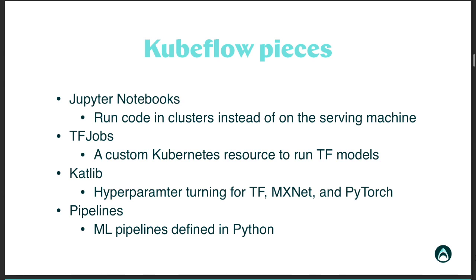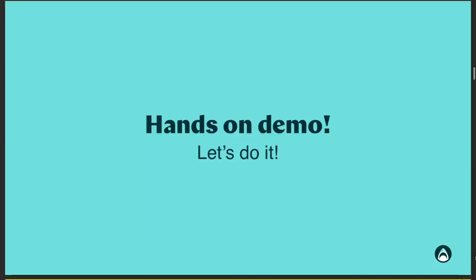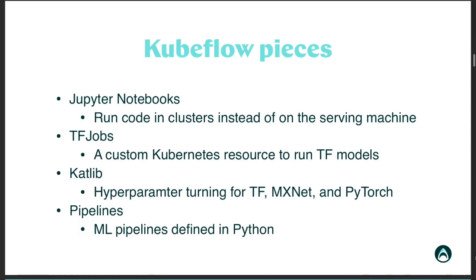TF Jobs is a custom Kubernetes resource for running TensorFlow models. Katib is a hyperparameter optimizer, basically for TensorFlow, MXNet, and PyTorch. And pipelines, well, it's pipelining. You're going to see that soon in practice also. I'll show it a little bit at least. One important thing about pipelines still, it's basically defined in Python as it says here, but you can of course run any code on it. It's not Python specific per se. Only the definition must be made in Python.